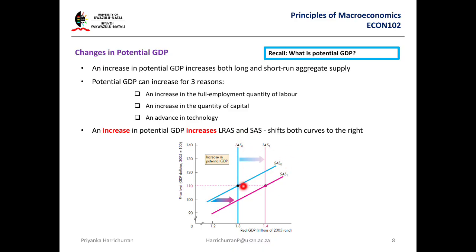So if anything happens to this, if the long run aggregate supply shifts, the short run aggregate supply always has to shift. Normally it's always due to this. So if you have an increase in technology, the short run aggregate supply will shift from year to year. Also the long run aggregate supply curve will shift from year to year. So if anything changes in potential GDP, these three things, both will shift.